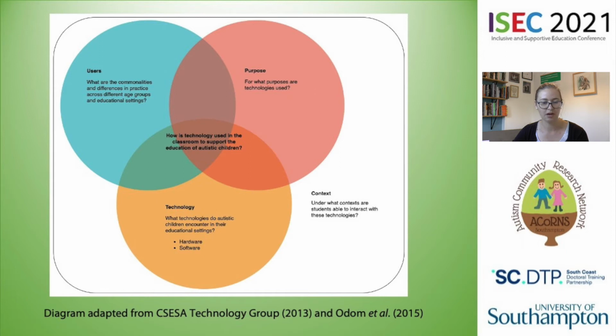With this framework in mind, this study has attempted to answer the following research questions, which are shown here linked to the factors they are most closely associated with. They were: how is technology used in the classroom to support the education of autistic children? What technologies do autistic children encounter in their educational settings? For what purposes are technologies used? Under what contexts are students able to interact with these technologies? And what are the commonalities and differences across different age groups and educational settings?